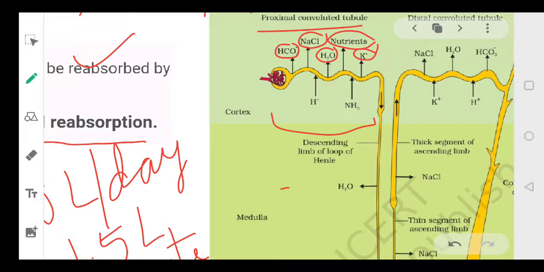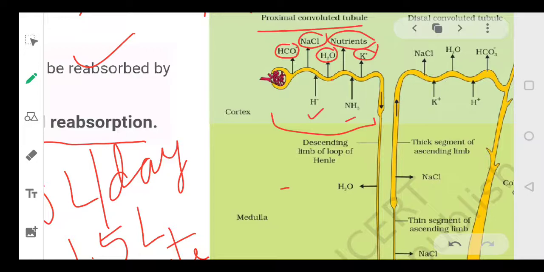While the hydrogen ions and the ammonia are secreted into the waste. देखिए आपका हाइड्रोजन और अमोनिया जो है वो ऐड किया जा रहा है, जबकि ये सारे पोर्शंस आपके रीएब्जॉर्ब किए जा रहे हैं. सो वेस्ट में से ये ब्लड में वापस रीएब्जॉर्ब हो जाते हैं. So this means your PCT helps in maintaining the pH and ionic balance in the body.